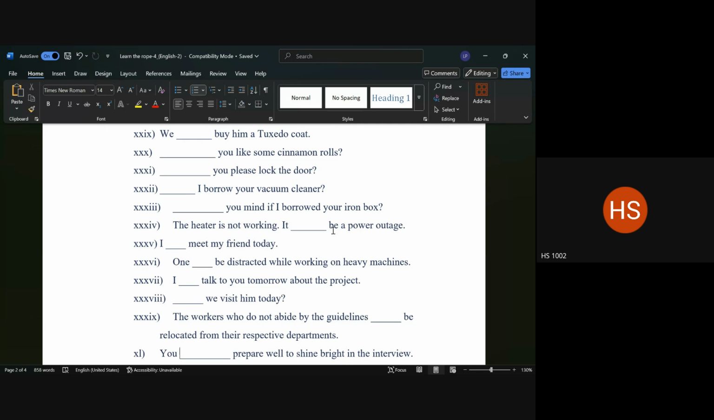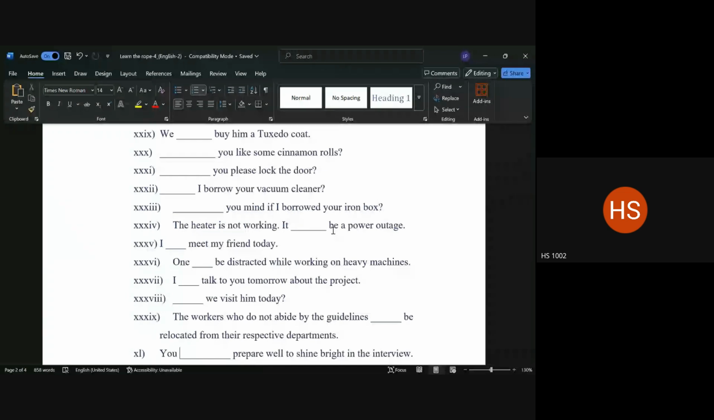Next one, dash I borrow your vacuum cleaner. May I? Yes. May I borrow your vacuum cleaner? Can I? Could I? Okay, all of those go. Then dash you mind if I borrowed your iron box? Do you? Would you mind? And you can also say will you mind, right? The difference being the difference of formality.